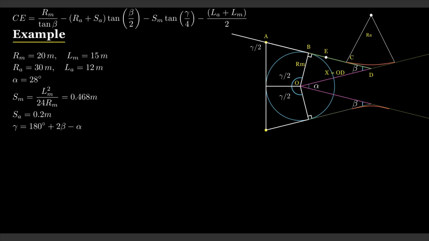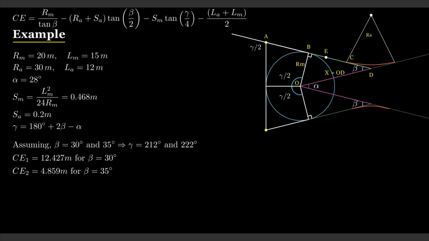We will assume two starting beta values, say 30 degrees and 35 degrees. Assuming them slightly more than the value of alpha helps a lot. Now that gives gamma as 212 degrees and 222 degrees respectively. Next, calculate CE for both cases and interpolate for the target CE value. For our calculations, CE equals 0, which yields beta equals 38.2 degrees.